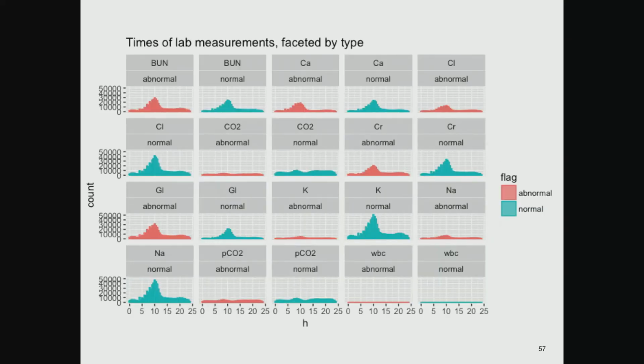But if you look at the distributions of when measurements are done that turn out to be normal versus when they turn out to be abnormal, there's a lot of similarity between the normal and the abnormal curves of when those measurements are taken. So we're not seeing that.